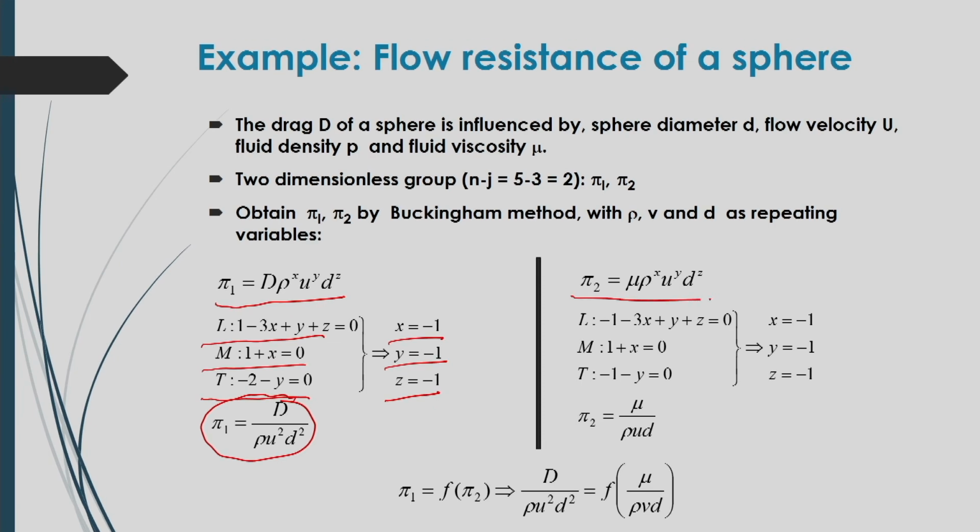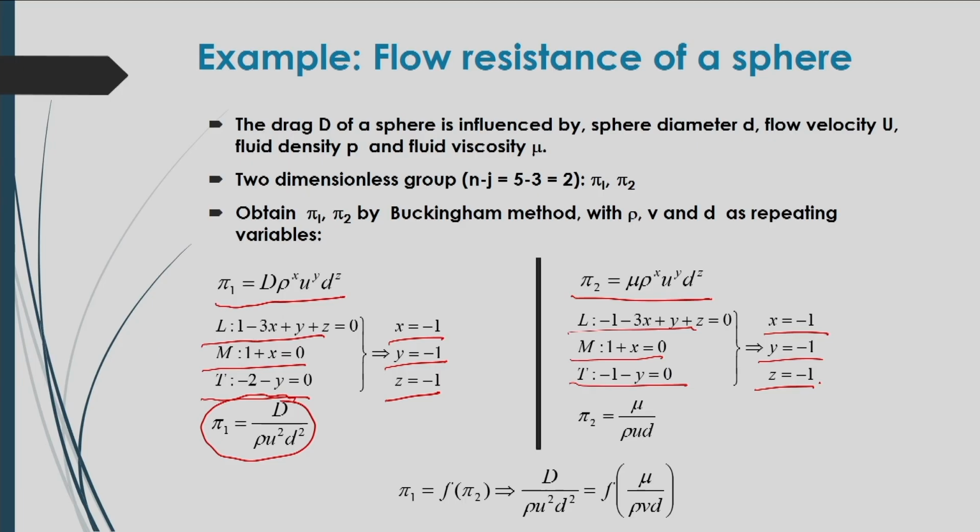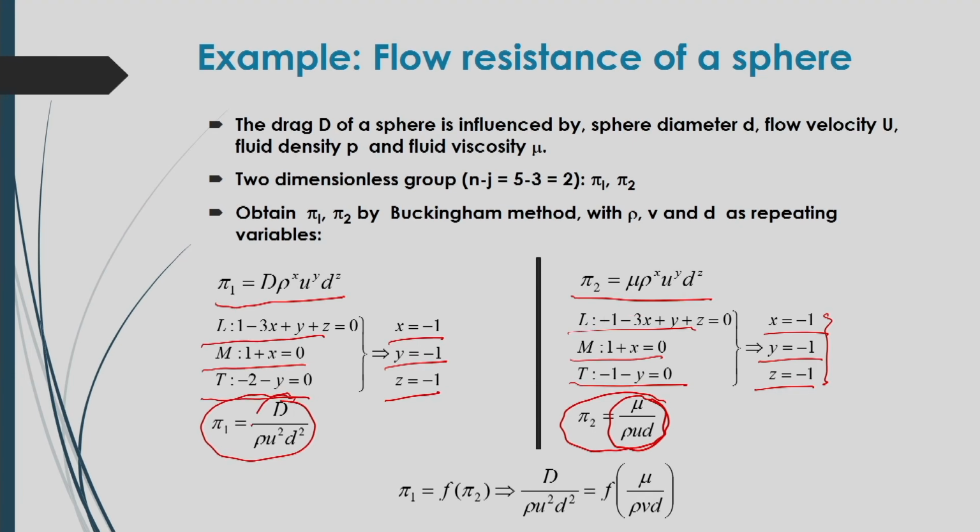Similarly, for the other dimensionless group, again the repeating variables will be there, with the non repeating variable mu. Accordingly you can solve these equations just by equalizing the powers of the dimensions on both sides of the equation. Then you can get the solution for the powers x, y and z like this, and substituting those values you can get pi 2. So, pi 2 is a dimensionless group, and pi 1 is also a dimensionless group.